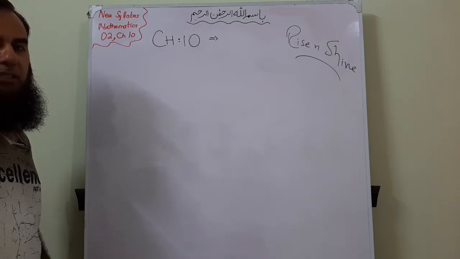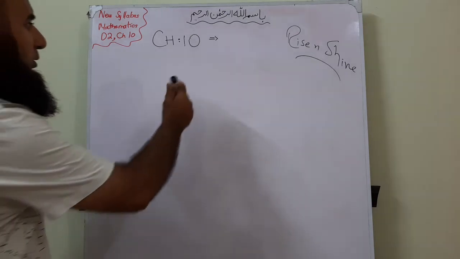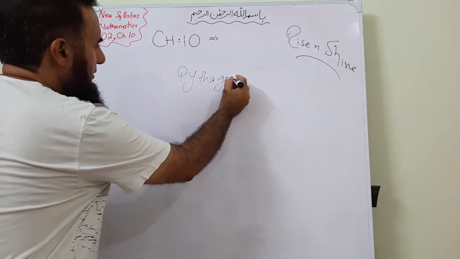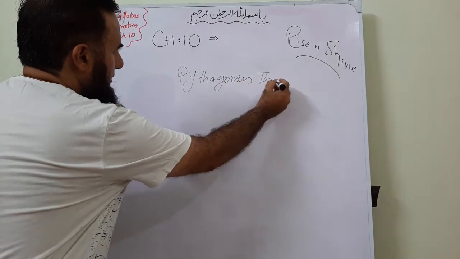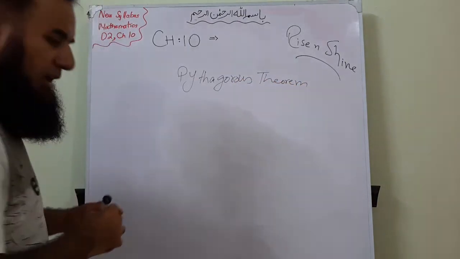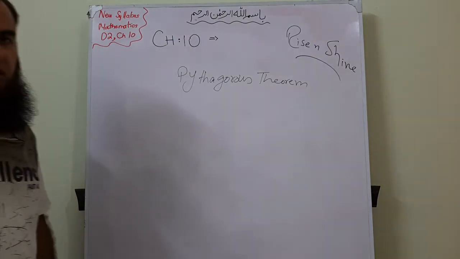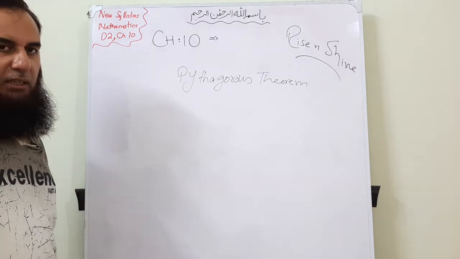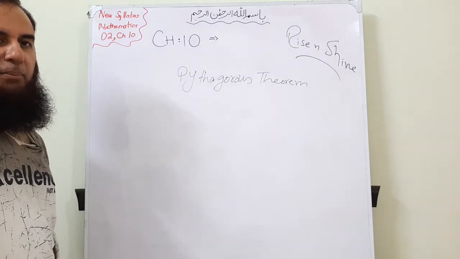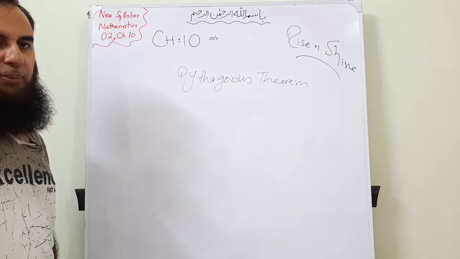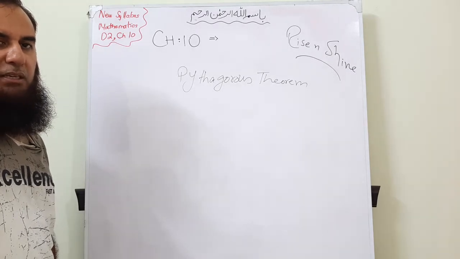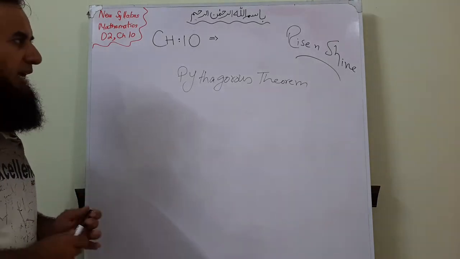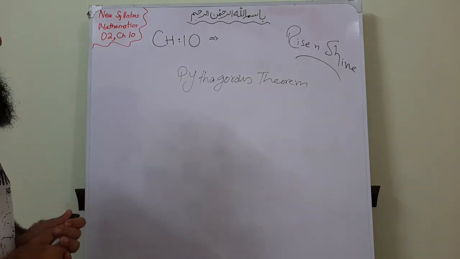Bismillahirrahmanirrahim. Today we are starting chapter number 10, Pythagoras Theorem. I will try to make math easy for you. For this purpose, keep in mind one thing: practice makes math perfect. If you keep on practicing math, it will become easier and easier for you. So for chapter 10, we will be starting exercise 10a.